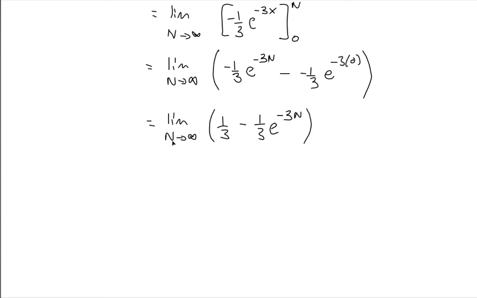So we look at this and think about what happens as n goes to infinity. Well, this 1/3 has nothing to do with the n, so it just stays as 1/3. And if we look at the limit of e to the negative 3n as n goes to infinity, the exponent becomes very, very negative, which means this function is e to the power of some very negative number, which means that the result is a very small number. So as n goes to infinity, this term e to the negative 3n goes to 0. So what we're left with as an answer is 1/3.